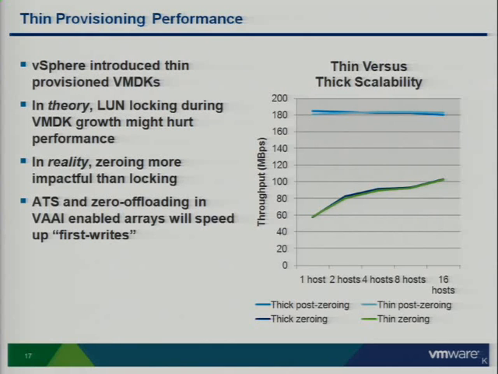So it's very efficient. And as you can see, the impact of actually growing, in these graphs, where you have a graph that shows thin post-zeroing, it's at a certain level. Thin zeroing is at a much lower level, right? So the impact of the locking is very, very minor compared to the impact that the zeroing has. The zeroing is still doubling the amount of writes that you do. The locking is a one-time operation for the growth. So it has a very minimal impact.